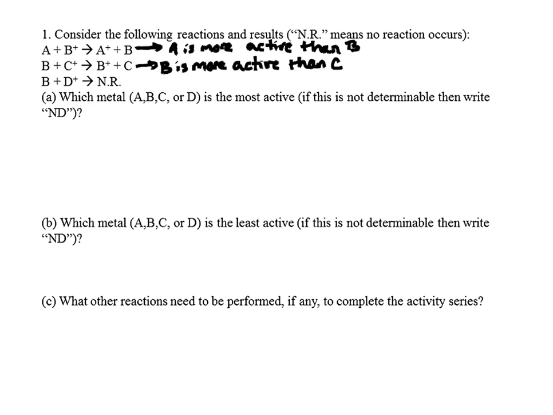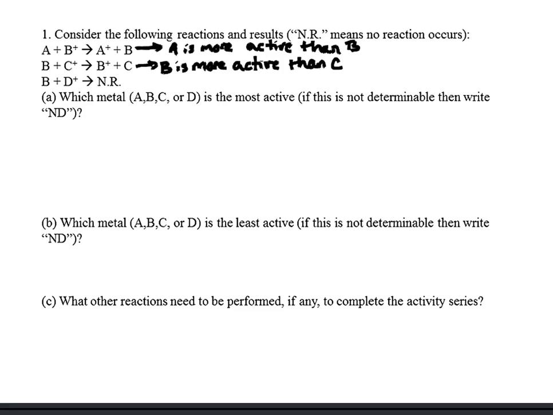The second reaction tells you that B is more active than C, because the forward reaction happens, which means the reverse reaction does not happen, which means that B is more giving of its electron than C is. So when you pair them, C will take the electron from B to form the metal C.